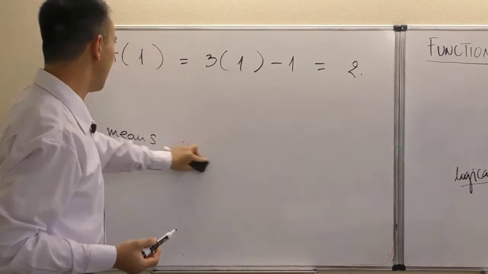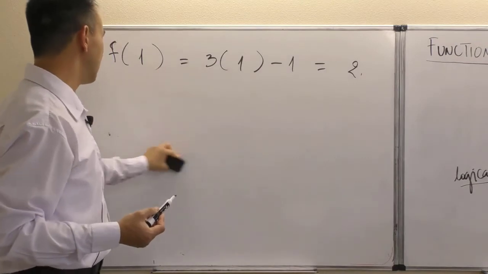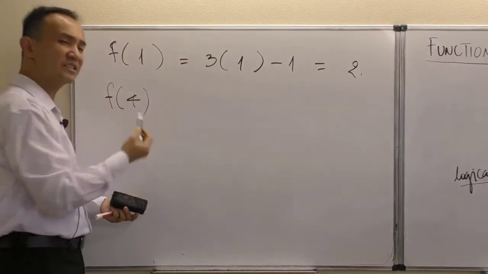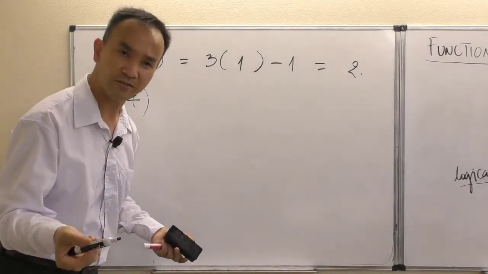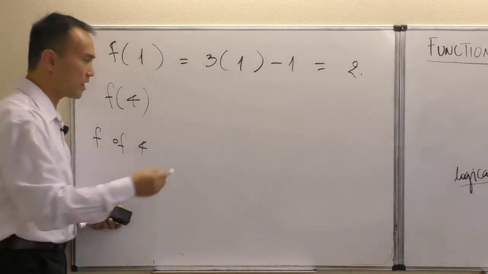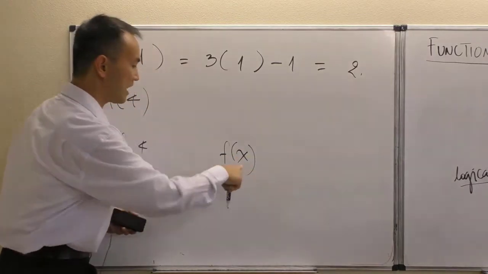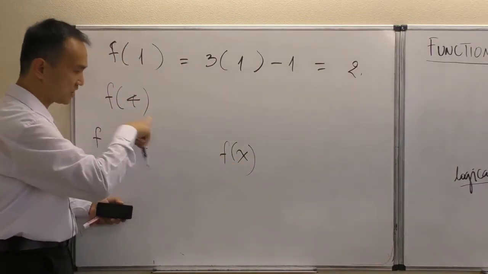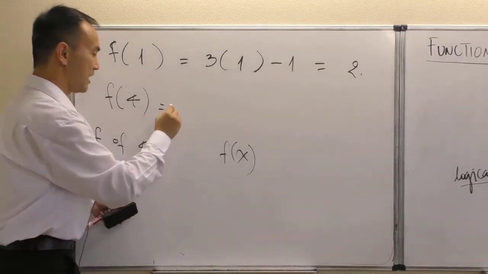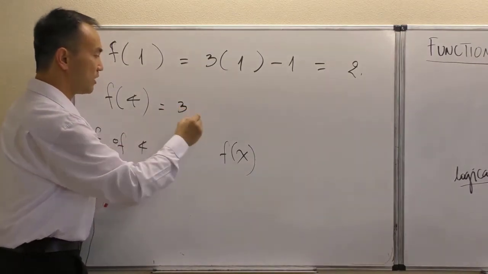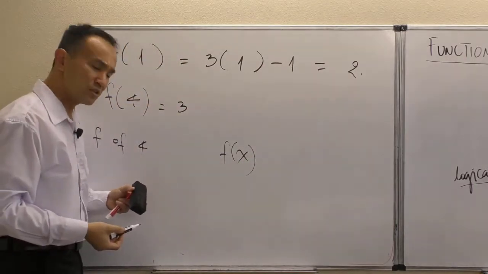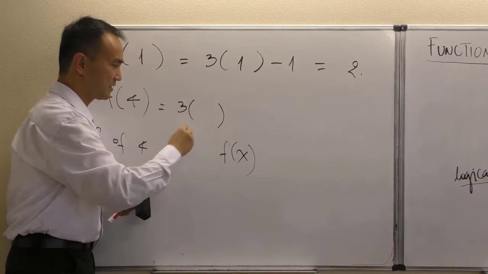I'm still leaving this particular one on the board. So what about f of 4? You can see I'm saying it out loud in front of the camera. f of 4. Compare with f of x, what's the change here? Instead of x, we substitute 4. The rule says 3x minus 1, 3 times the input minus 1. Now I look for that input and substitute it with 4.